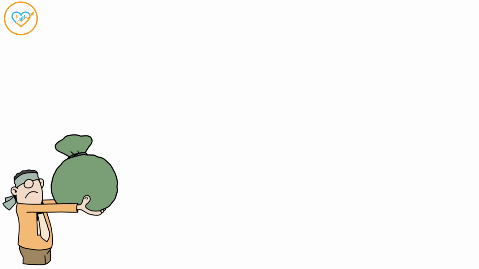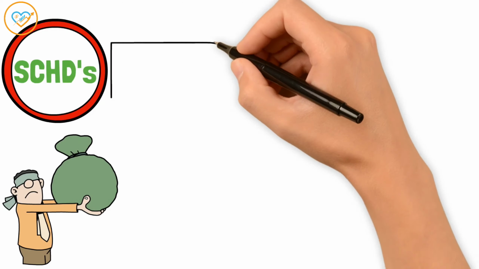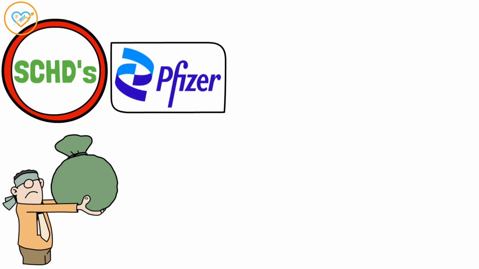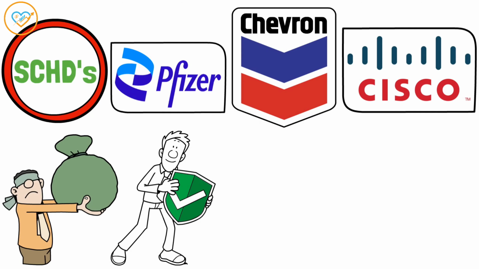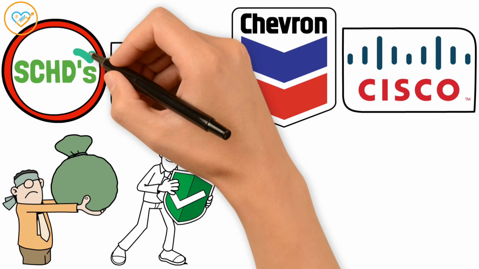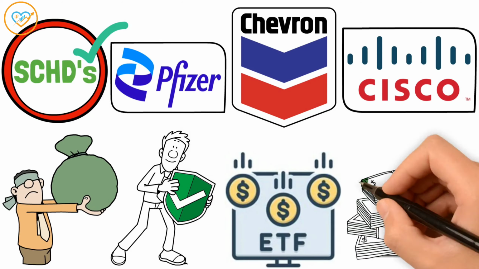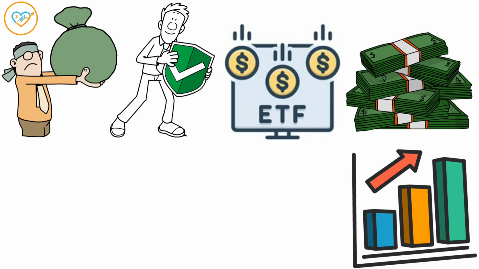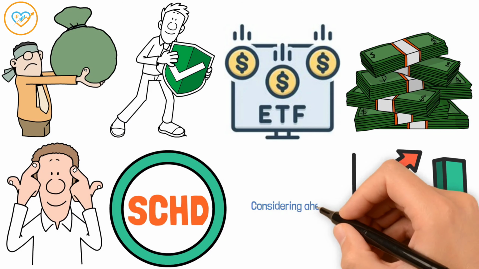For investors looking for a balance of high yield and stability, SCHD's mix of robust companies like Pfizer, Chevron, and Cisco offers a unique blend of security and potential upside. As a result, SCHD remains an attractive ETF for those aiming to build long-term wealth through compound growth. For those thinking about what their next steps should be, SCHD could be worth considering ahead of the upcoming share split.